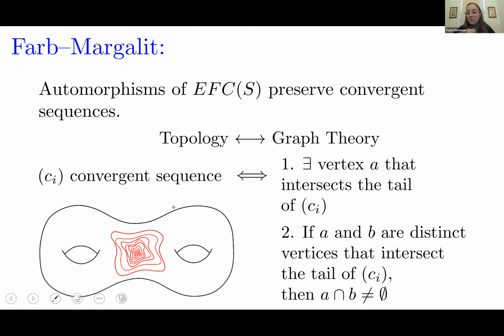So what this means is if the first convergent sequence converges down to a point X, and this gets mapped to a convergent sequence which is converging to a point Y, I can see that this automorphism of the curve graph is sending the point X on the surface to the point Y on the surface, which is going to allow me to build a homeomorphism of the surface, since I can do this for every point. Since for every point, I can define a convergent sequence using vertices in the extended fine curve graph.